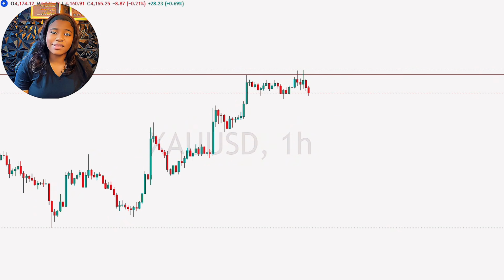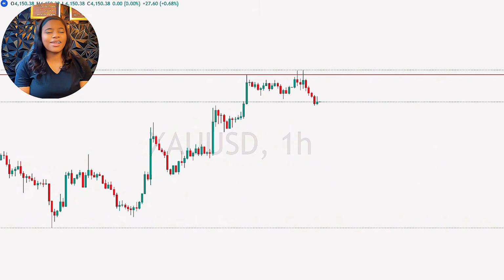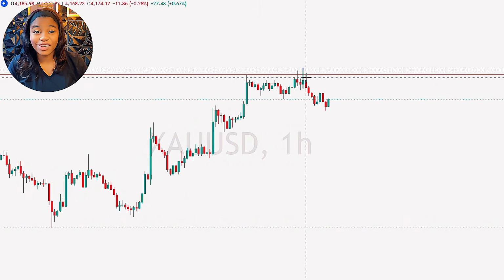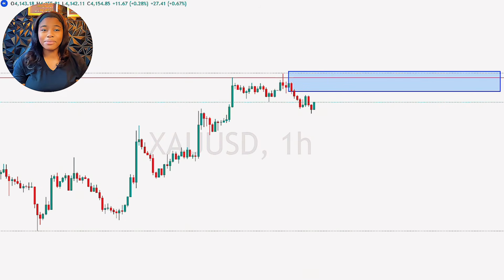Now, what's the next thing? Number two, we need to see a market structure shift. Now, after the sweep takes place, all you want to see is a clear shift in market structure because that's signaling change in control. That's how simple this thing is.